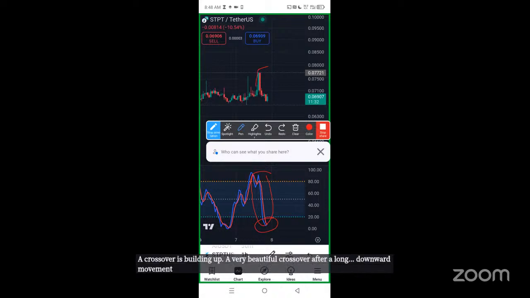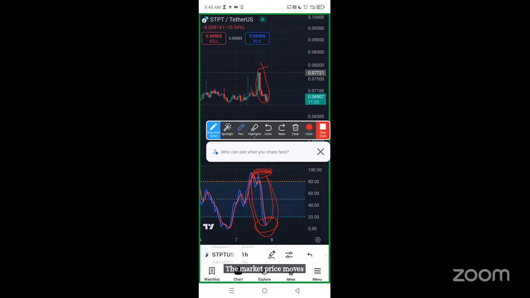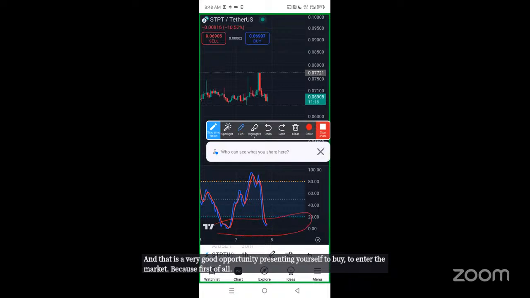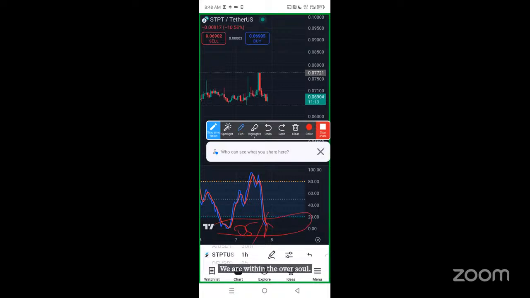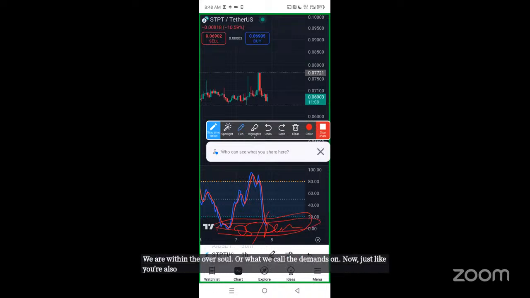As we can see, this dump caused a very big drop. The market price moved almost from 100%. Now it is tending towards zero. And that is a very good opportunity presenting itself to buy, to enter the market. Because first of all, we are within the oversold, or what we call the demand zone. Now, just like you're eyeing making entry here, all the different schools of traders who use the stochastic RSI indicator to look out for trade entry opportunities are also doing the same.